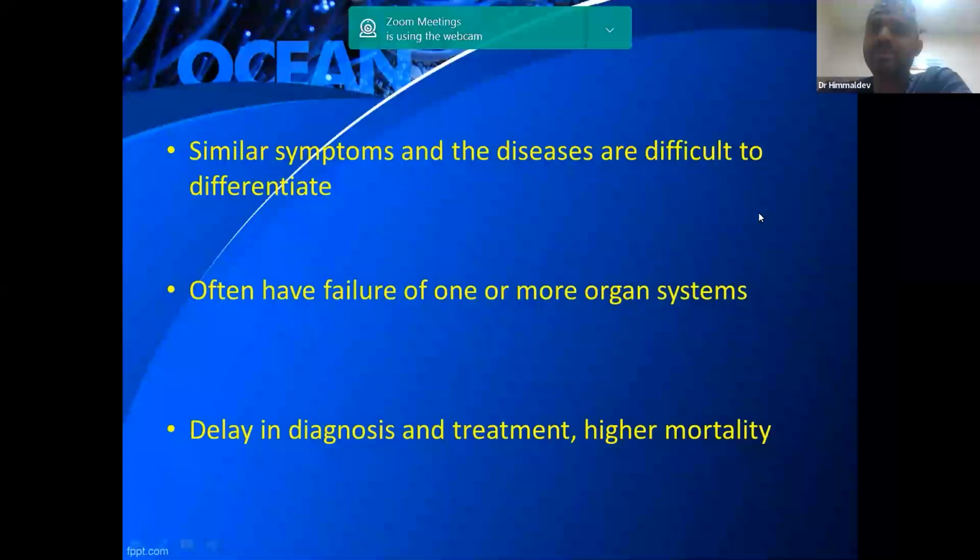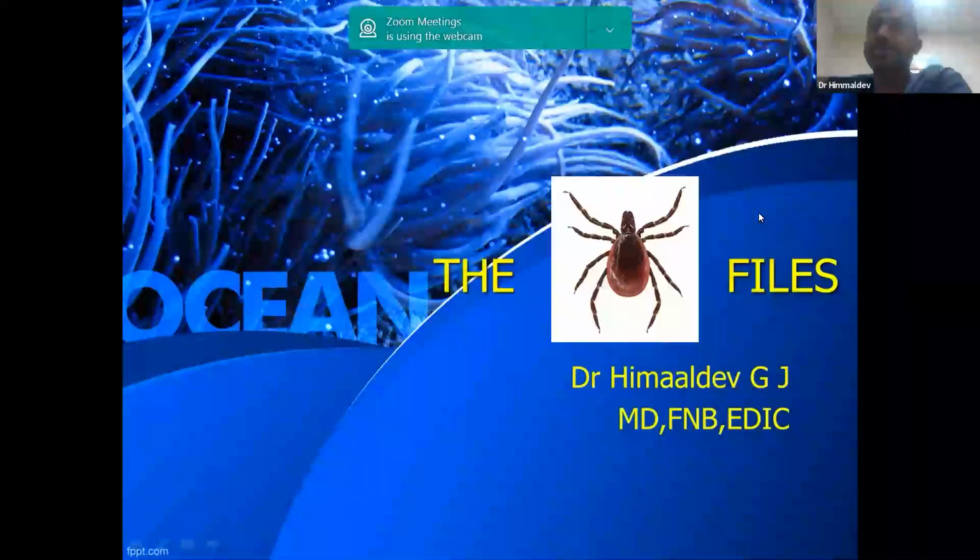A few things about this: all these infections have similar symptoms, and they are difficult to differentiate. They most commonly involve one or more organ systems, and that's why they need intensive care unit treatment. If there is any delay in diagnosis and treatment, the chance of mortality is higher. That's why we need a high index of suspicion and to start treatment early. I would like to call it the DASH files. You'll come to know what kind of organism it is.